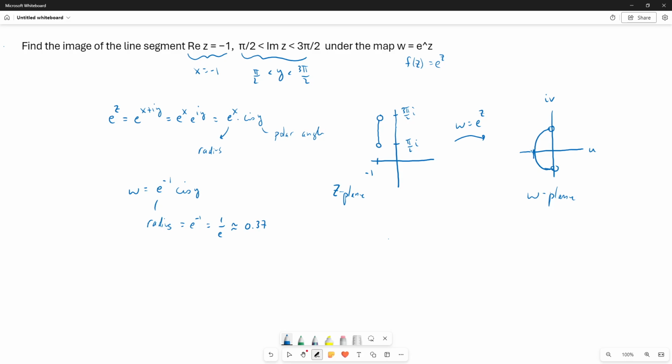So to indicate that, this is the real number here, -1 over e, and this number at the top here would be 1 over e times i, and this one would be its negative. So this is the image. This vertical line segment is turned into this semicircular arc by the mapping w equals e to the z, the exponential map.